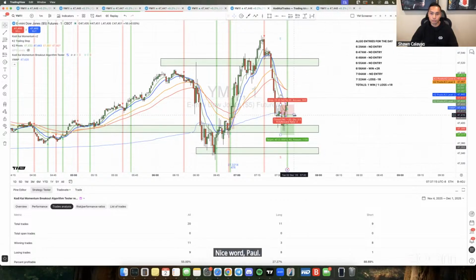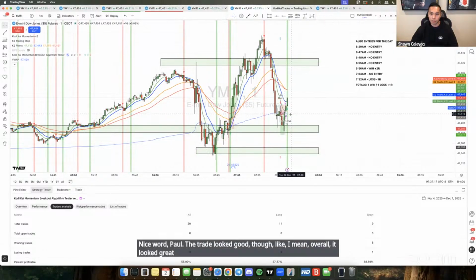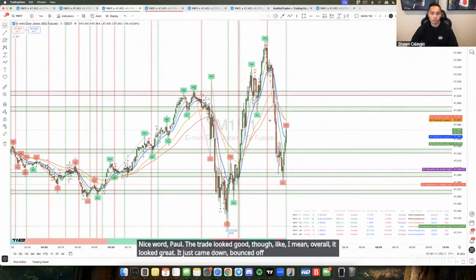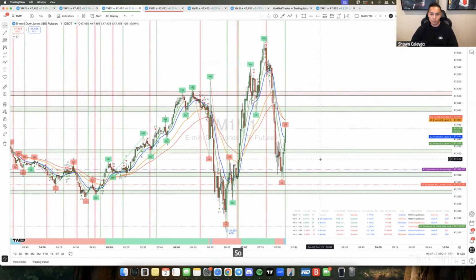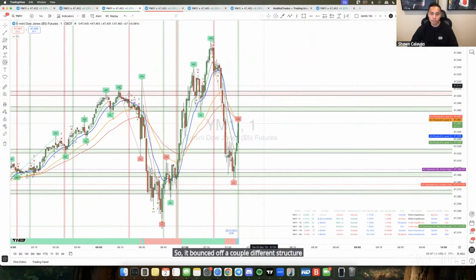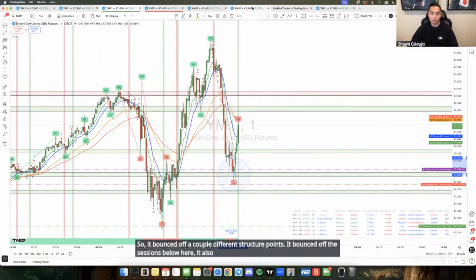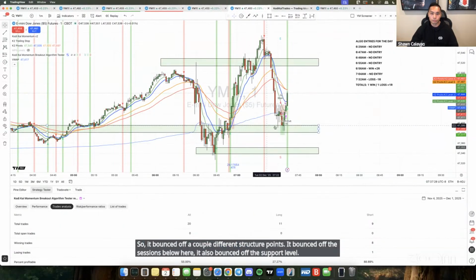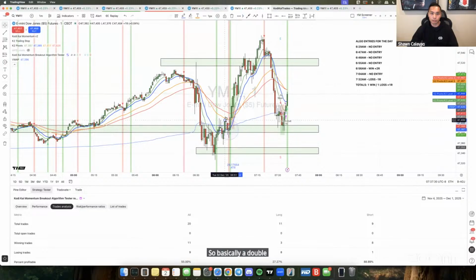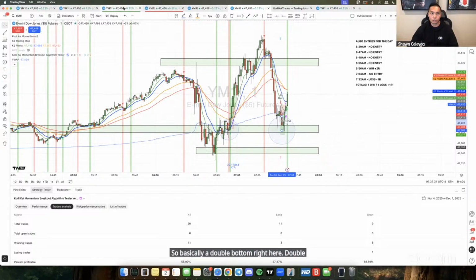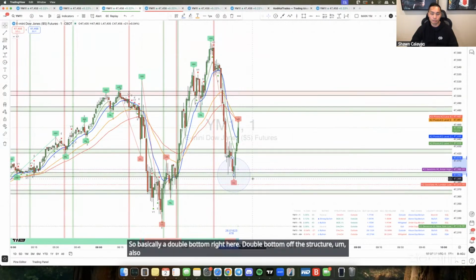The trade looked good though. Overall it looked great. It just came down and bounced off this structure right here. Let me go to this. So it bounced off a couple different structure points. It bounced off the sessions below here. It also bounced off the support level. So basically a double bottom right here. Double bottom off the structure. Also double bottom off the sessions. The Asia high right there.